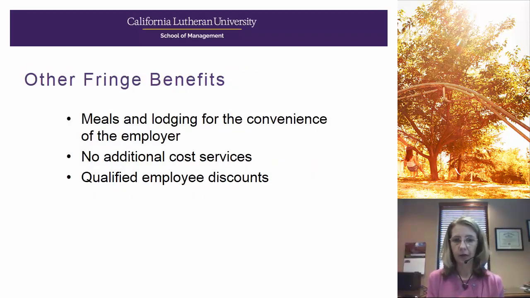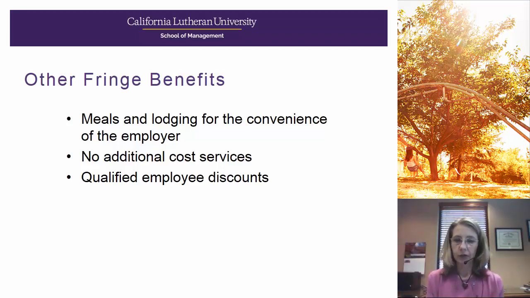There are some other fringe benefits that are fairly common that employers provide. They include meals and lodging for the convenience of the employer. So a great example of this is a CPA firm. Typically, CPA firms during tax season will provide breakfast on Saturday, maybe lunch on Friday, maybe they'll have a staff meeting where they bring in food, and that's really for the convenience of the employer. The employer wants the employees to be more productive, to put in more hours, and so they make it a little bit easier by providing those meals.